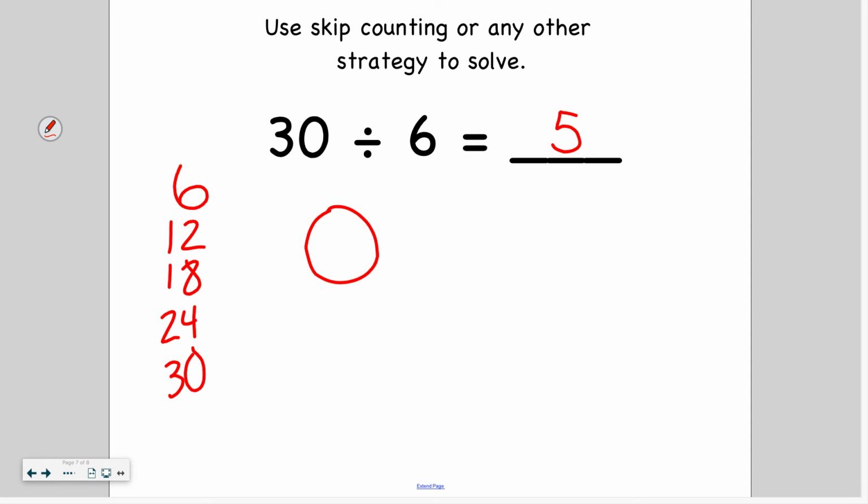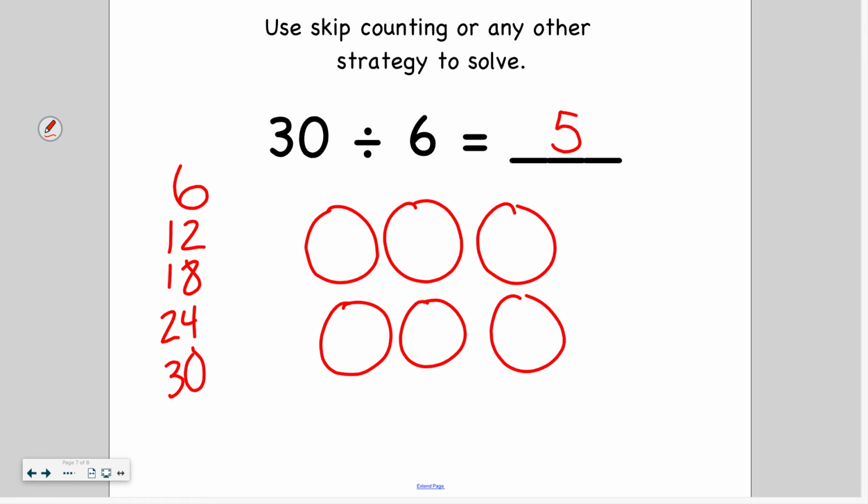Another great way to solve this would be to make equal groups. So I know I'm dividing by 6, so I'm going to have 6 groups. And I want to see how many I'm going to place in each group when I use all 30. So I'll place 1 in each group until I use up all 30. So I have 6 so far, 7, 8, 9, 10, up through 30. I see 5 in each group, so my answer is still 5.